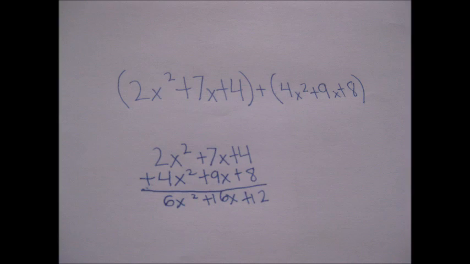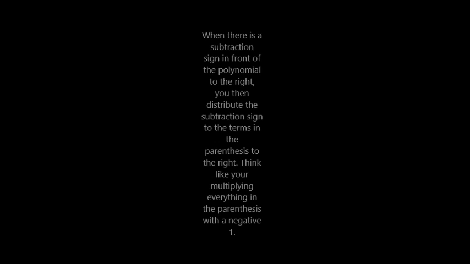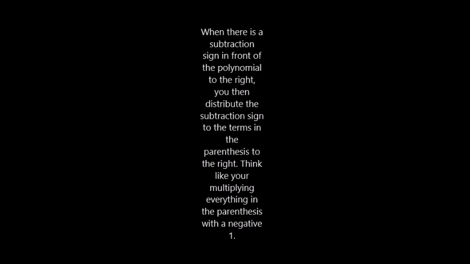The next problem is open parentheses 2x squared plus 7x plus 4 close parentheses plus open parentheses 4x squared plus 9x plus 8 close parentheses. Same as last time, bring down the problem to the right, under the problem to the left. You can rewrite it if it feels better. Remember, the polynomials now can be written without parentheses. Now line up the like terms and add or subtract them together. The final answer should be 6x squared plus 16x plus 12.